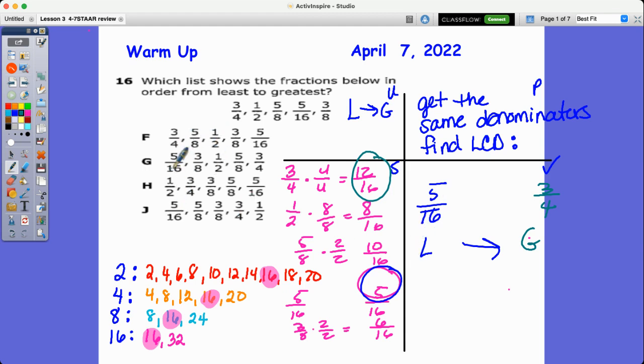So we'll look here, and we notice that I can cross out F and H immediately because 5 16ths is my least and 3/4 is my greatest. So I'm going to look at these. I have 5 16ths and 3/4. I have 5 16ths and 1/2. This is wrong. Answer is G. And I did not have to put all of these in order. I just have to find my least and my greatest. And usually you can do that.